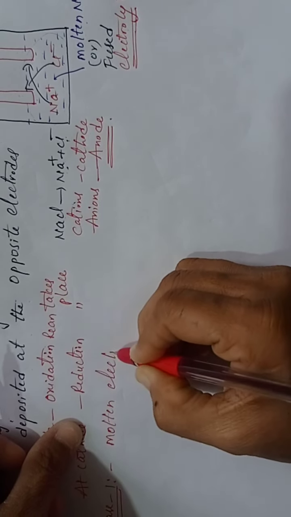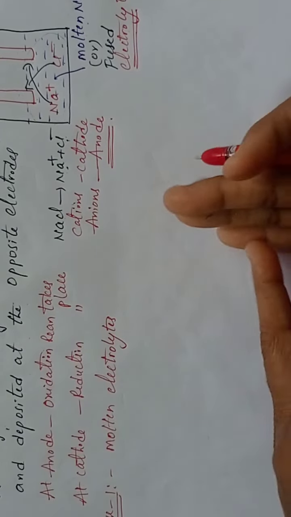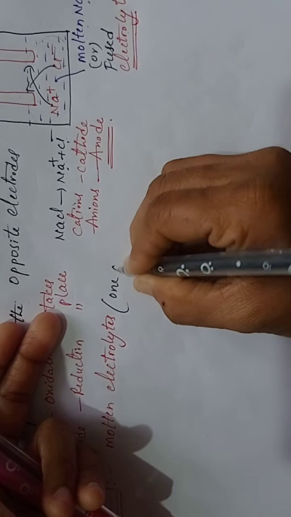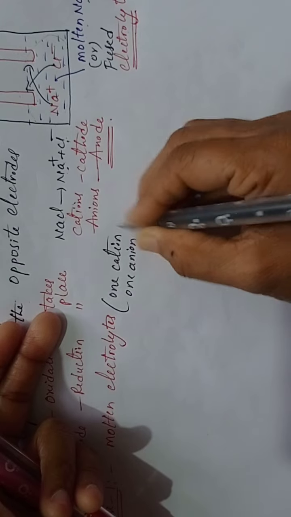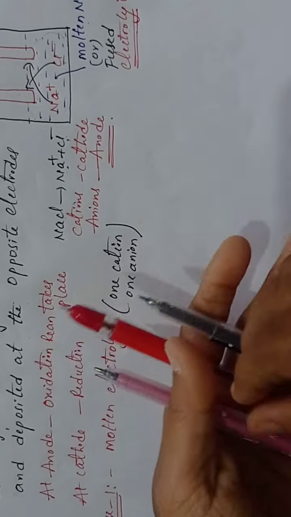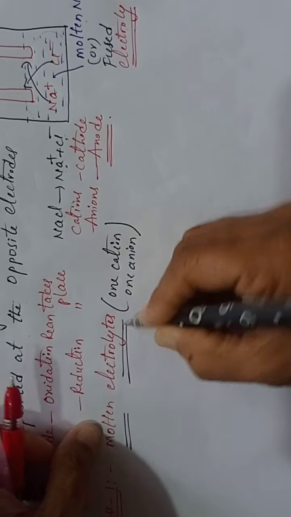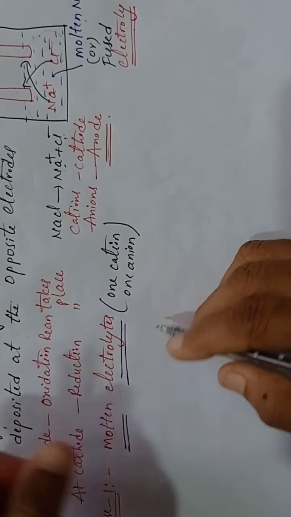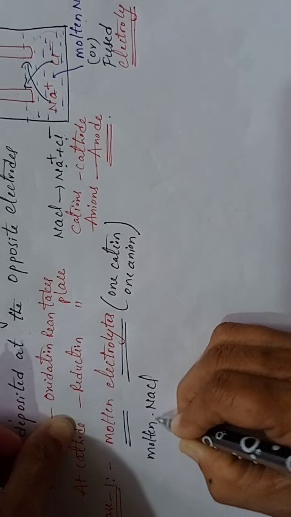Molten electrolytes have how many cations, students? One cation, one anion they have, correct? Remember this. Molten electrolytes. So here I am taking NaCl. In this first case, I am taking molten NaCl, sodium chloride.